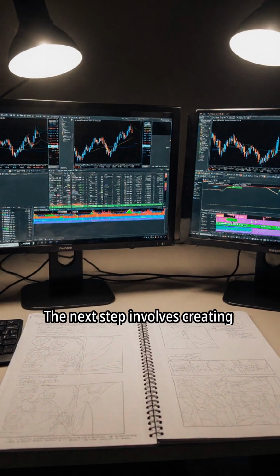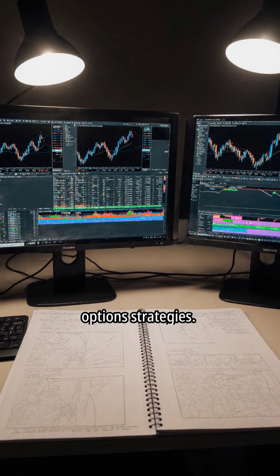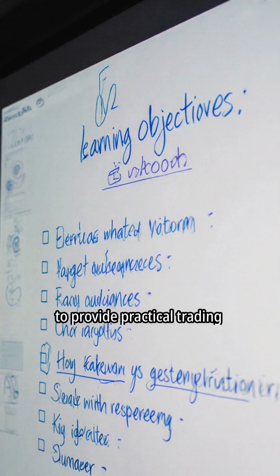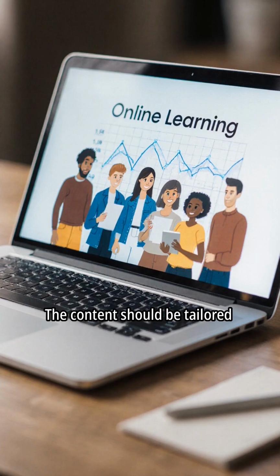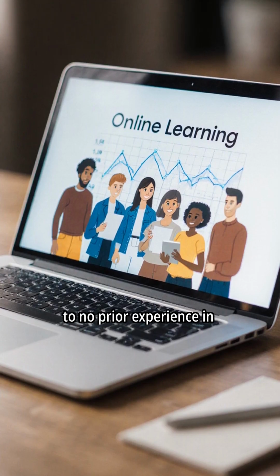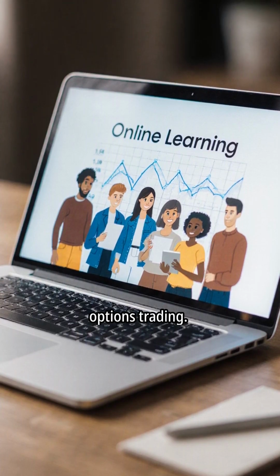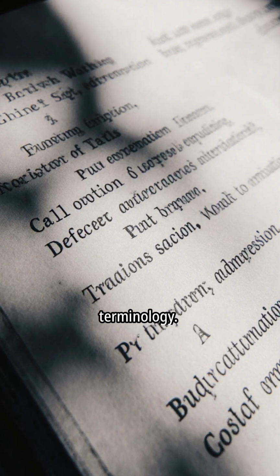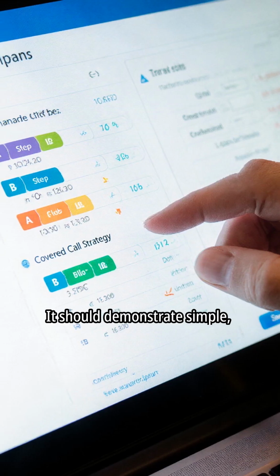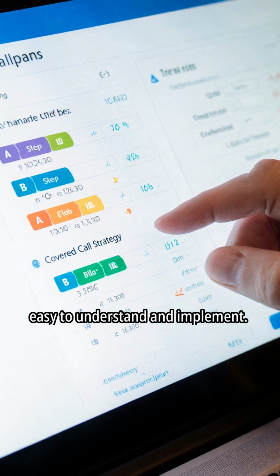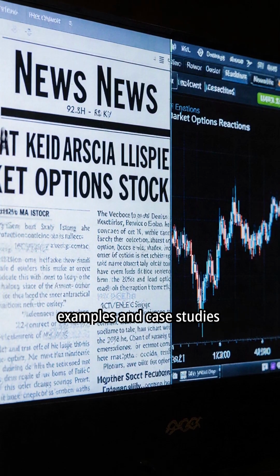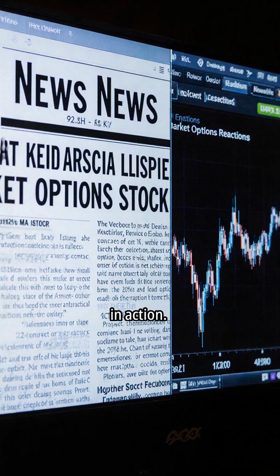The next step involves creating a video focused on beginner option strategies. The video's primary goal is to provide practical trading strategies for beginners. The content should be tailored to individuals with little to no prior experience in options trading. The video should clearly explain basic options concepts and terminology. It should demonstrate simple, low-risk strategies that are easy to understand and implement. The video should include real-world examples and case studies to illustrate the strategies in action.